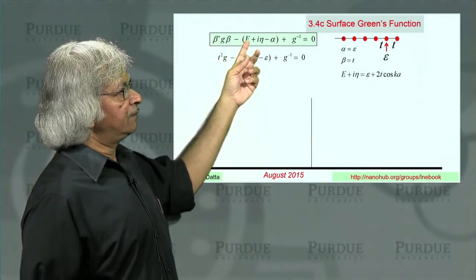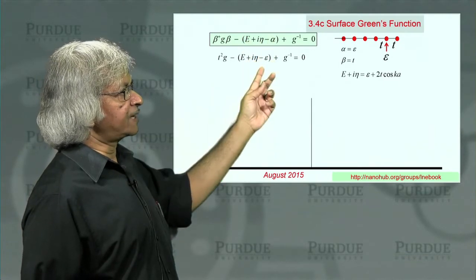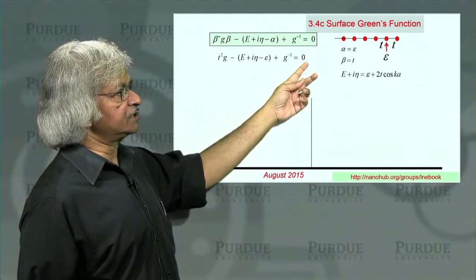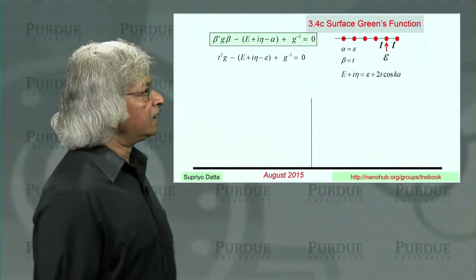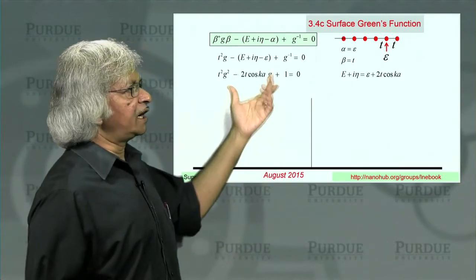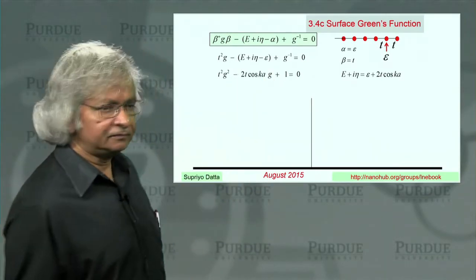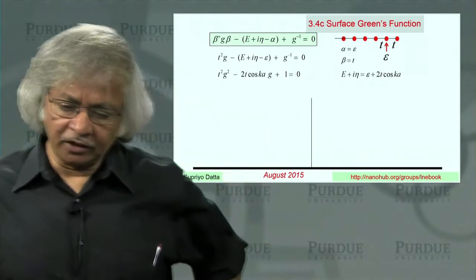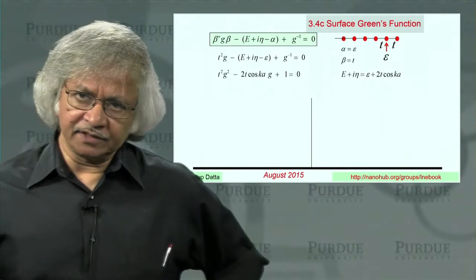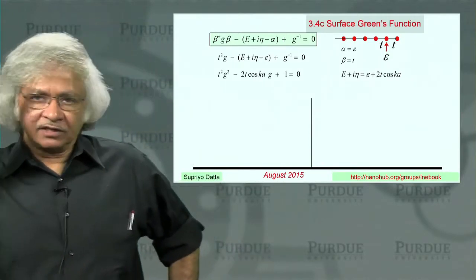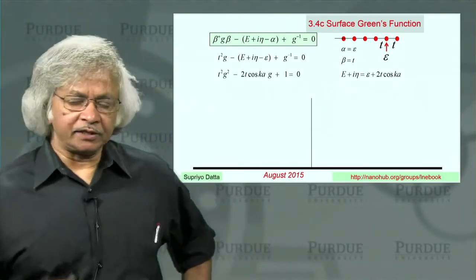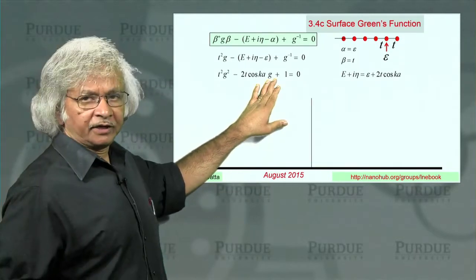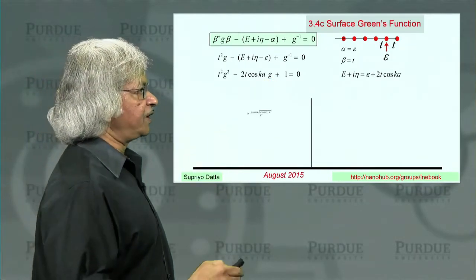So it's t squared g minus this quantity alpha is epsilon plus G inverse is equal to 0. Now, if you multiply by G, you have this quadratic equation. And now it's of course a normal quadratic equation, in the sense we are talking of numbers, not matrices. In general, what you have is a matrix quadratic equation. But here's a simple quadratic equation, so that you can solve straightforwardly.